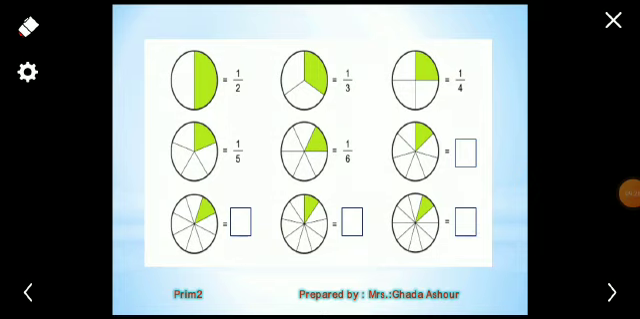But at the upper, just one colored part. So it's what? Yes, of course, 1 over 7.